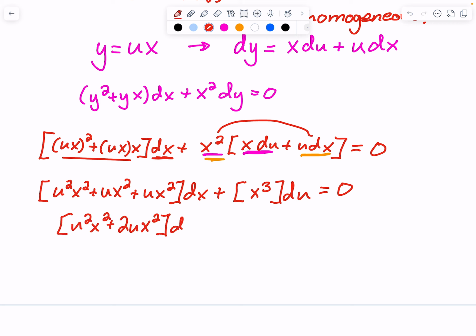So I'm going to factor out and move some things around. There's an x squared over here with this dx, so I'm going to factor it out, and that leaves me with u squared plus 2u dx. And then I'm going to minus x cubed du. I'm going to drop the brackets. All right, now I can see where to go. I'm going to get negative 1 over x dx equals 1 over u, and I'm going to put u plus 2. I'm going to go ahead and factor it.